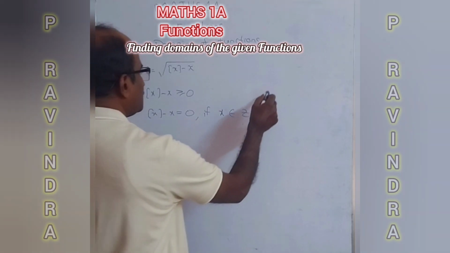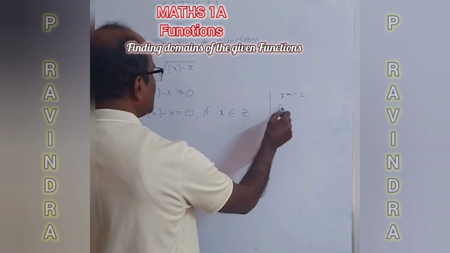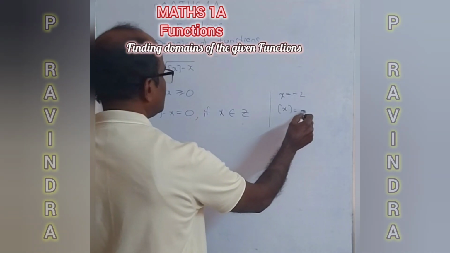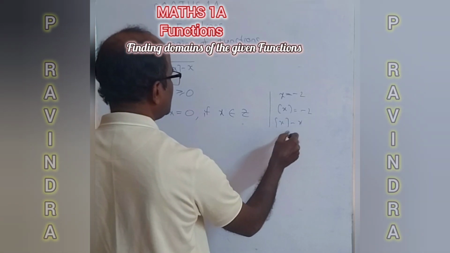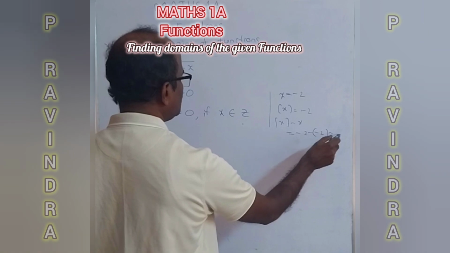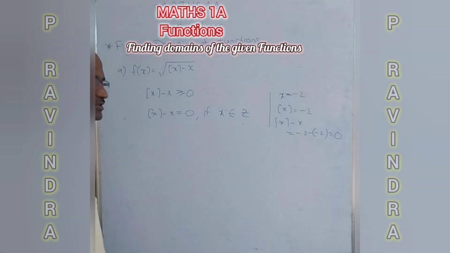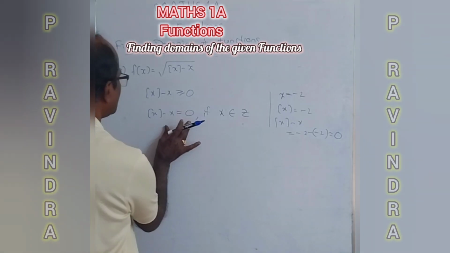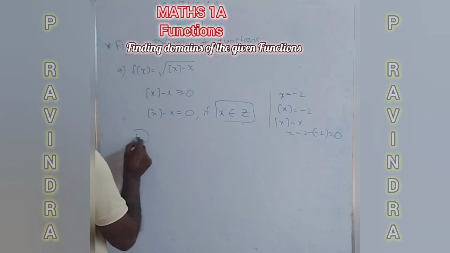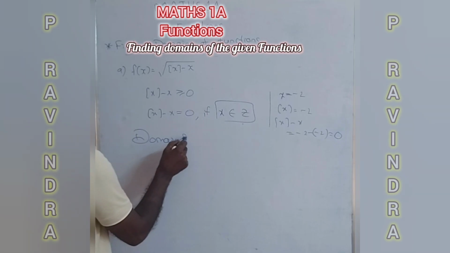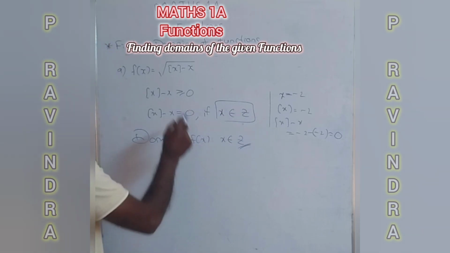See here, suppose x is minus 2. Then step x will be minus 2 only. Step x minus x means minus 2 minus of minus 2, that is minus 2 plus 2, 0. Like that, if you take x equal to 2, then 2 minus 2 is directly 0. Therefore, at integers only it is becoming 0. It is not becoming greater than 0 either. Therefore, clearly we take this as the domain. So the domain of f of x given here is x belongs to Z. So Z is the domain of this particular function.